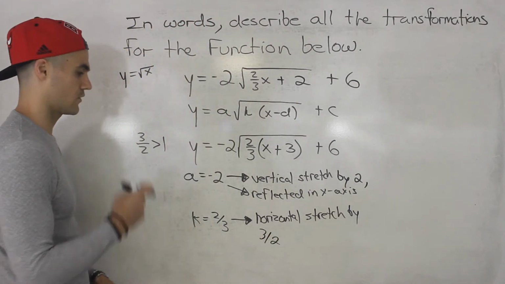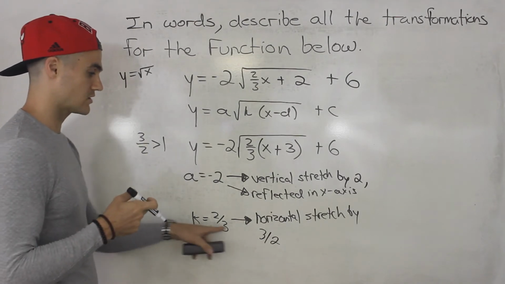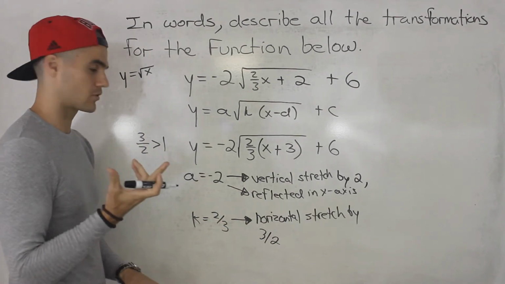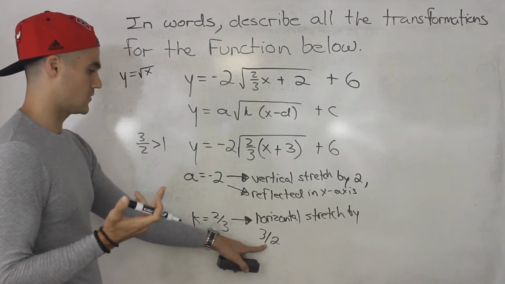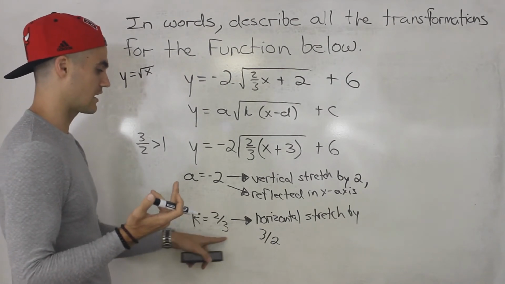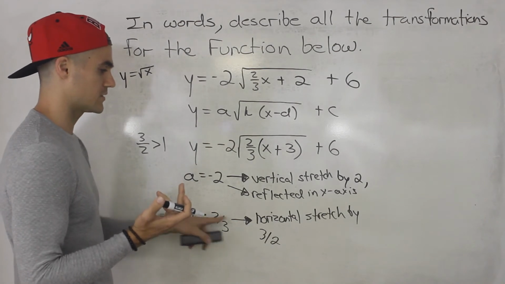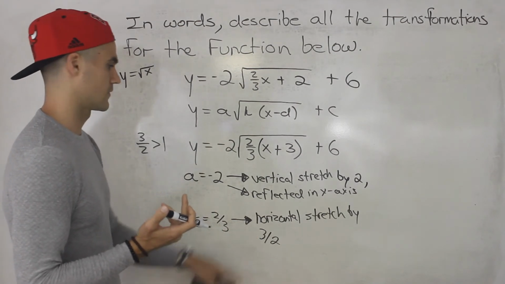So just be careful with that. And remember, the factor and the k value are always reciprocals of each other. So if they give you the factor, then you want to flip it to get the k value, or if they give you the k value, like in this case, you want to flip it to get the factor.